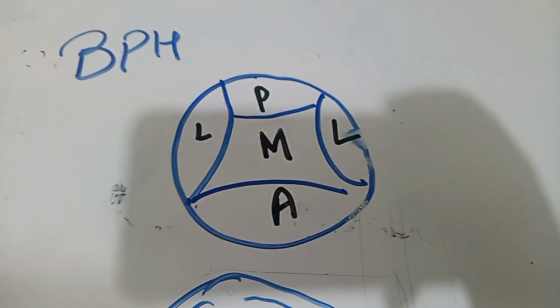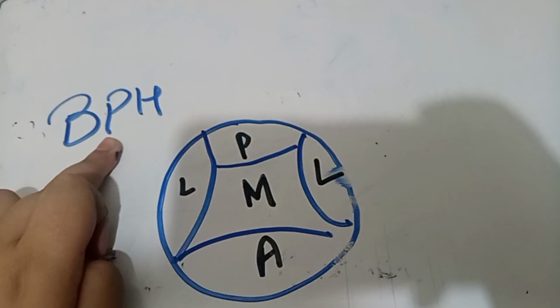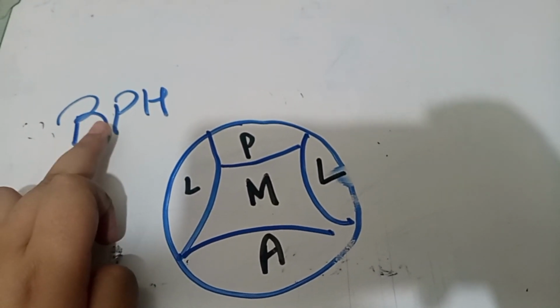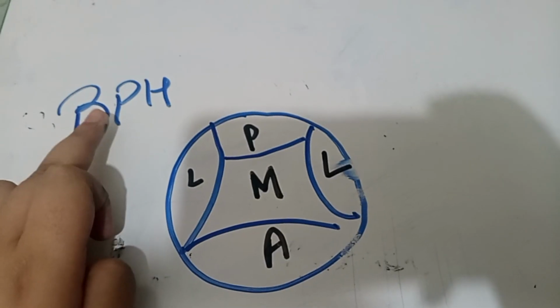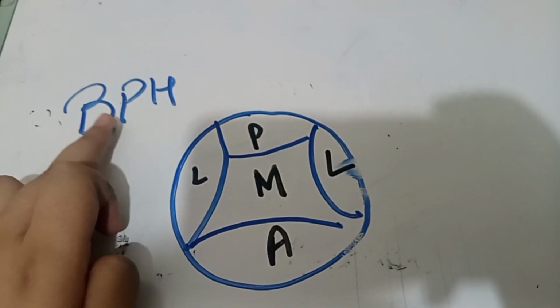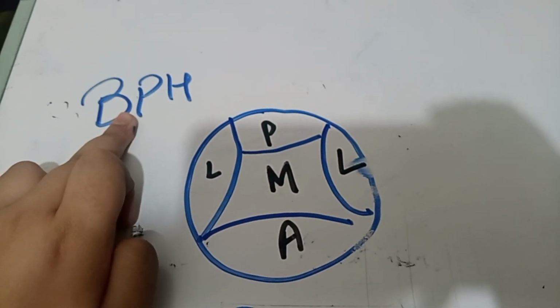BPH is benign prostatic hyperplasia. But first, let us discuss BPH: it is the enlargement of the prostate. There is benign enlargement of the prostate, and there will be hyperplasia of the prostate. That is called BPH. It usually occurs in old age men greater than 50 years of age, and the patient usually complains of dribbling of the urine and incomplete voiding of the urine.